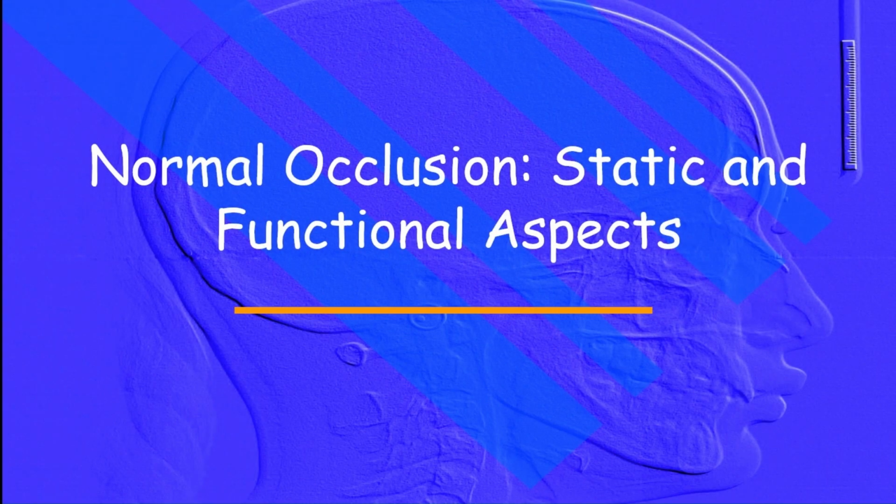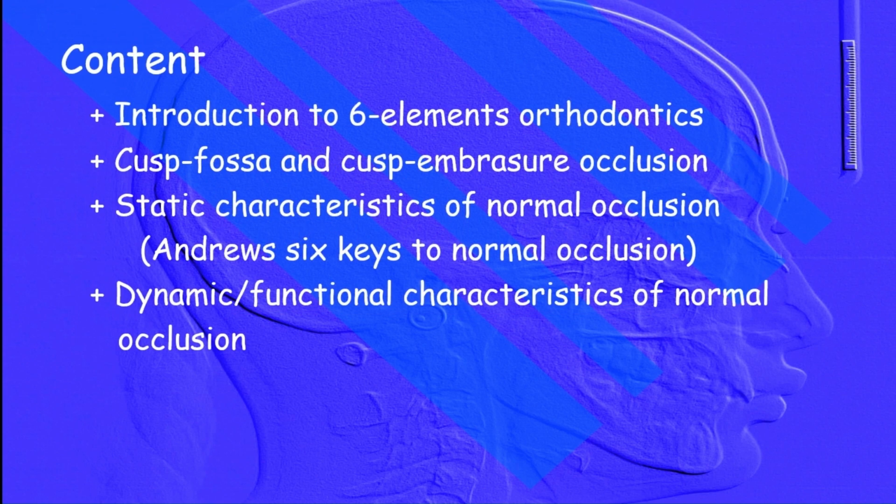Hello everyone. In this presentation, we will discuss the static and functional characteristics of normal occlusion. We will discuss the 6 elements orthodontics, cusp fossa and cusp embrasure occlusion, various static characteristics of normal occlusion, in which we will discuss in detail Andrews' 6 keys to normal occlusion, and dynamic or functional characteristics of normal occlusion.